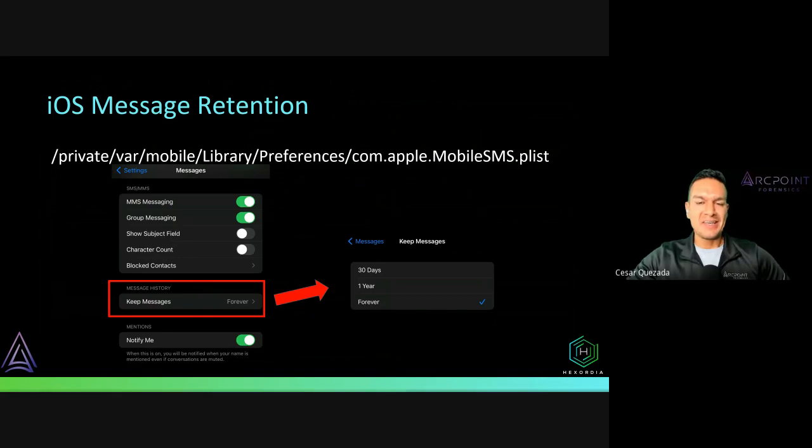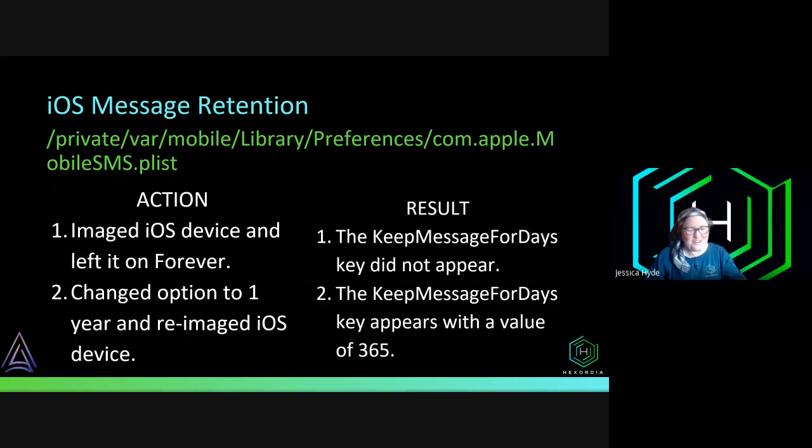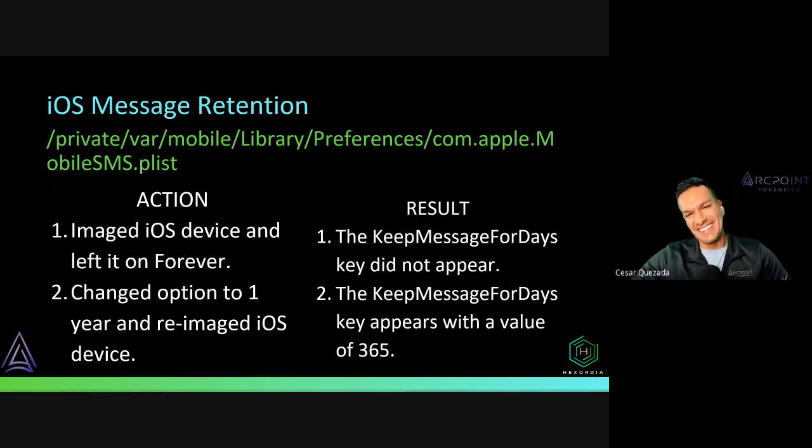Right. So in an example of did the user do it, we'll take this mobile SMS plist, which shows us the iOS message retention. And this is an example of going through testing to determine what we could potentially be missing. So iOS ships with the keep messages for days as forever. What we did is we imaged the device, we left it on forever, and the keep messages for days... You left it up forever? I'm sorry, like it's still on. Yeah, so we left it on forever with that battery pack, right?